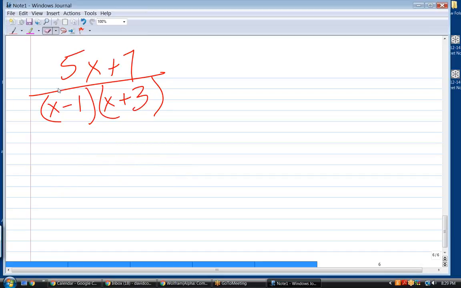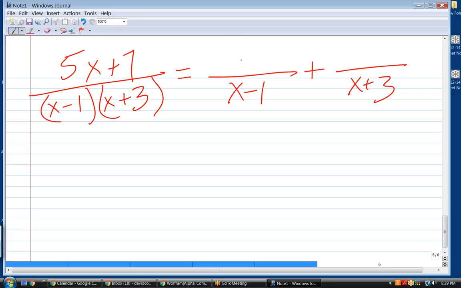Now, you remember what to do from here. The very first step is always pretty much the same. Go ahead and split it up into two fractions. The only thing you don't know is the numerator, right? Mm-hmm. In other words, it's equal to something over x minus 1 plus something else over x plus 3. Well, we don't know what it is, so we're going to label it A and B. That's step one.